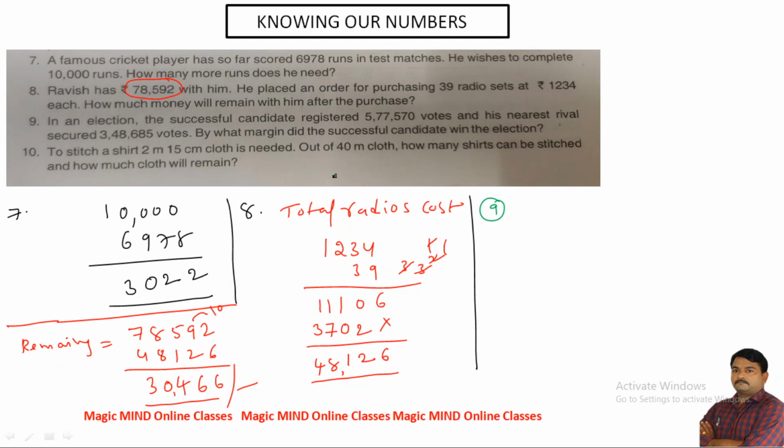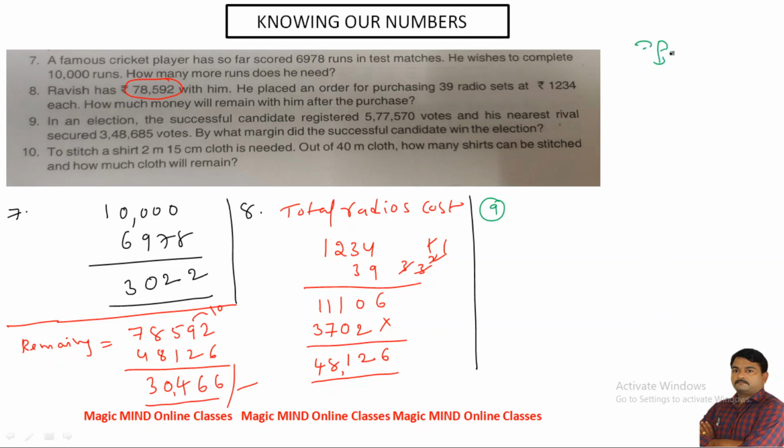Okay, very good question. So I hope you understood how to answer this question. Once read the question yourself, you are going to have some idea. Okay, what is the question actually? Initially successful candidate got how many votes? 5,77,570 votes.